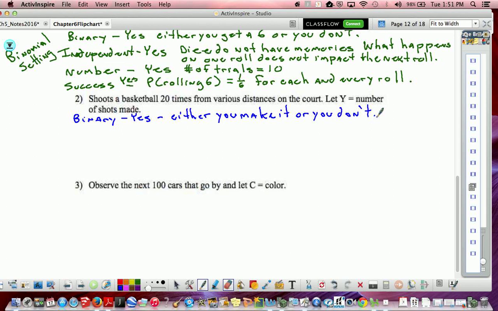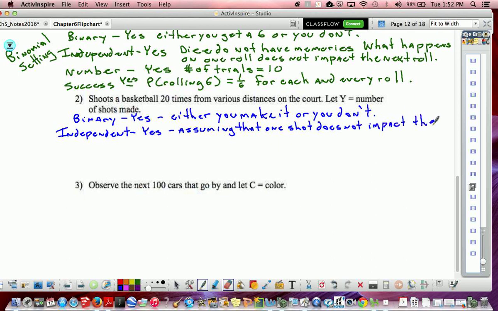Is it independent? Does one shot influence the other? Yes, no way. And I understand that there could be some gray area there. So we will say yes, but we're going to note assuming that one shot does not impact the next shot.